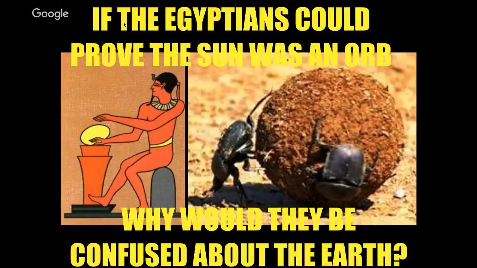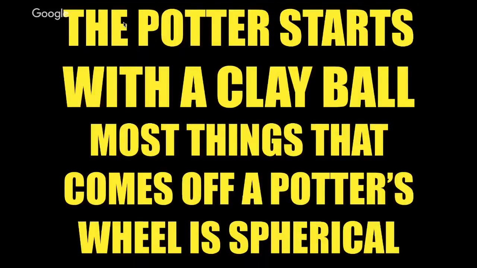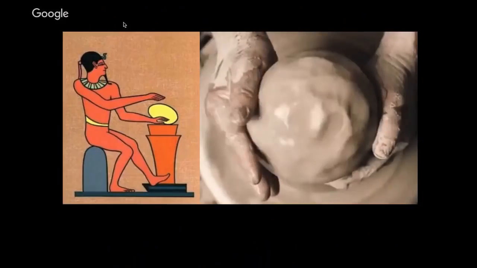You're not dealing with anything flat. You're not dealing with anything that's without fizz. You're not dealing with something that's been deflated. You're dealing with an egg. You're dealing with something spherical. Okay? The potter starts with a clay ball. Most things that come off a potter's wheel are spherical.